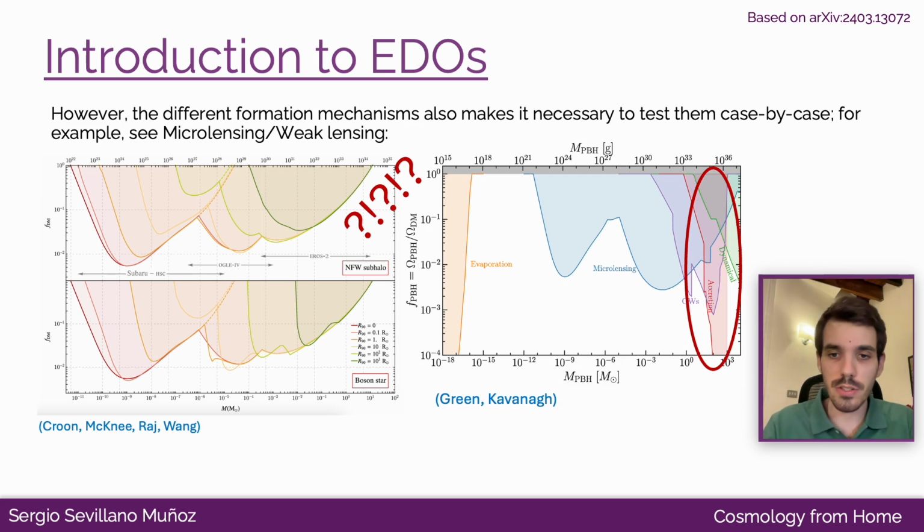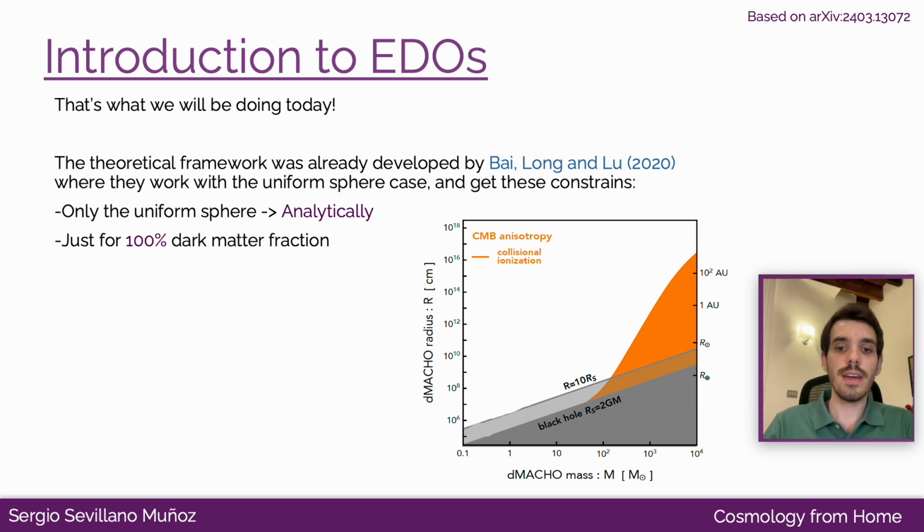And I'm going to be honest with you, this is not the first time it's been done. Actually, the same calculation was done a few years ago by Bei, Long, and Lu. But they only considered one type of EDO, the one that was a uniform sphere. And the reason I believe they did that is because they solved the whole system analytically, which is very convenient and very fast to do. But the problem is that you cannot extend these results to other types of shapes. And also, for some reason that I don't really know, they only considered a 100% dark matter fraction. This means that all the dark matter is given by these EDOs.